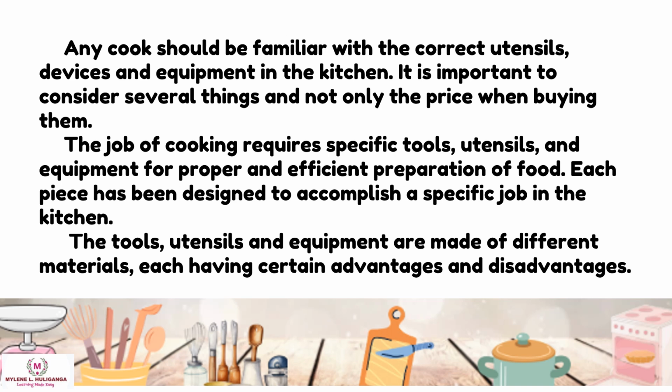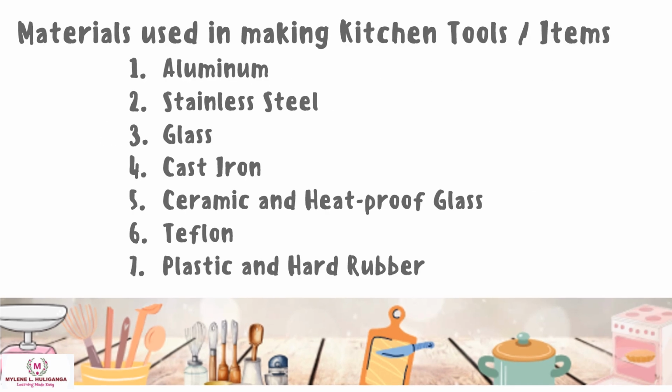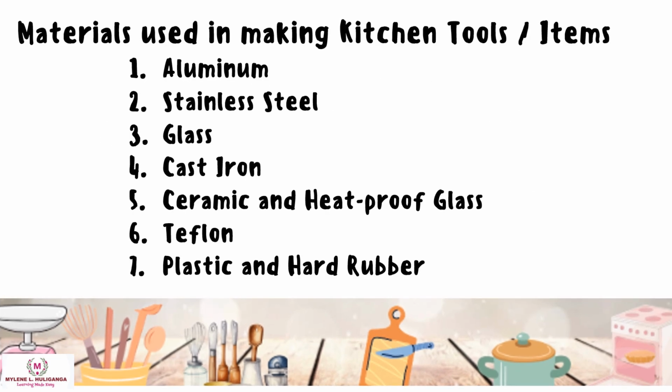The tools, utensils, and equipment are made of different materials, each having certain advantages and disadvantages. The following are the materials of kitchen utensils and equipment commonly found in the kitchen: aluminum, stainless steel, glass, cast iron, ceramic and heat-proof glass, Teflon, and plastic and hard rubber.